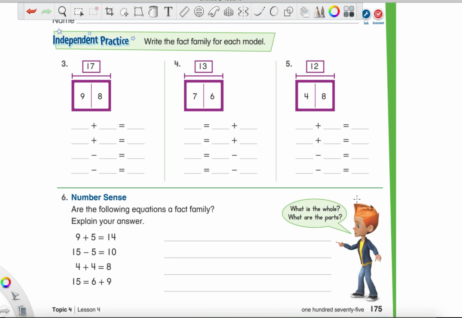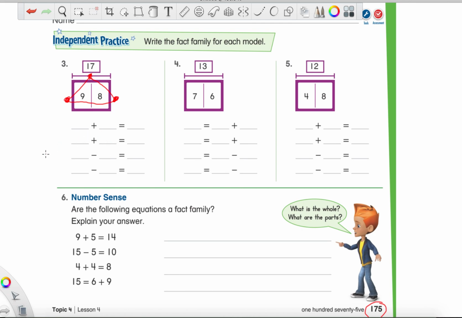All right, here's page 175. We're just going to do one more together. All right, except this time, instead of having the circles, we do have the actual numbers. Okay, and I'm just going to make a little triangle here just in case it helped you out. Just remember the 9 is on this side. This side's going to be the 8.